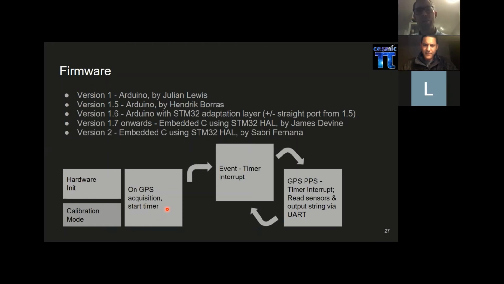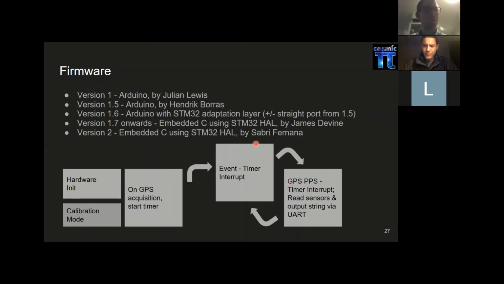When we have the GPS running, we then start one of the timers. The reason we chose the STM32 is because it has an 84 megahertz core frequency, and it has a 32-bit timer which runs at 40 megahertz or thereabouts. This gives us very high precision, basically the same timing precision we had with the original Arduino firmware by Julian, which is about 65 nanoseconds. So if we detect a cosmic ray, we can fix that in time relative to UTC to plus or minus 65 nanoseconds with a very precise timestamp.